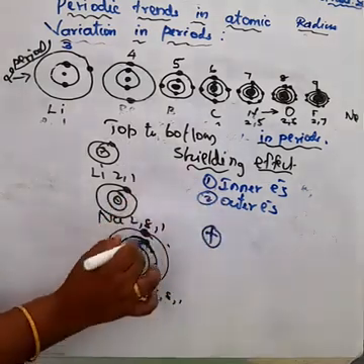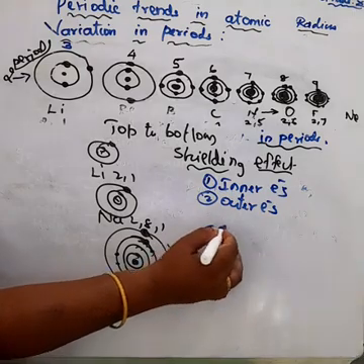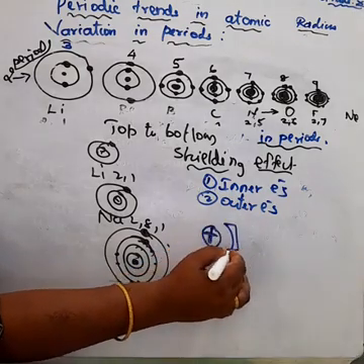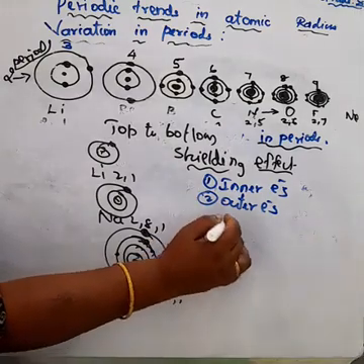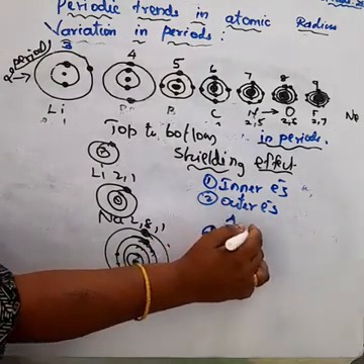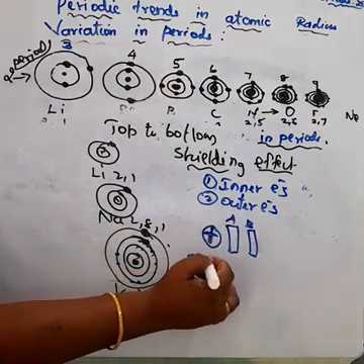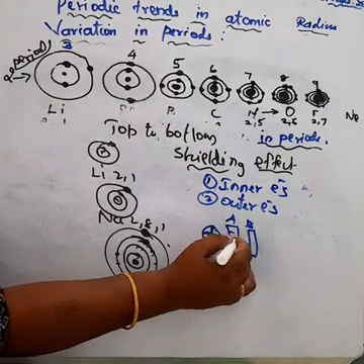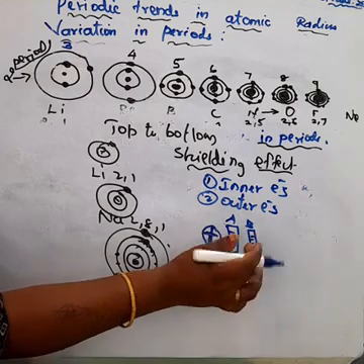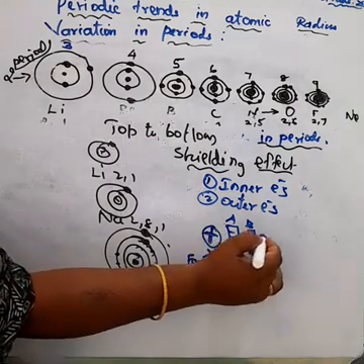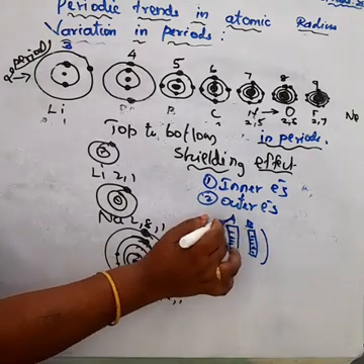Here, this is the nucleus. I am taking this as the first orbit, and I consider this as A orbit. And the second orbit, I consider this as B orbit. This is A orbit electrons, and this is B orbit electrons. Here, the electron present in A orbit is strongly attracted by the nucleus when compared to the electron present in B orbit.